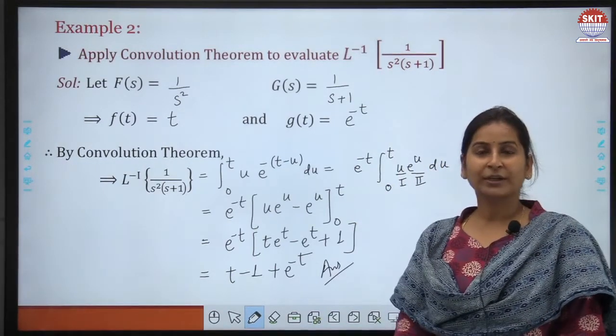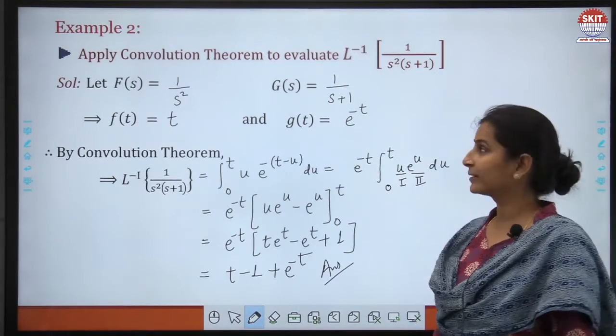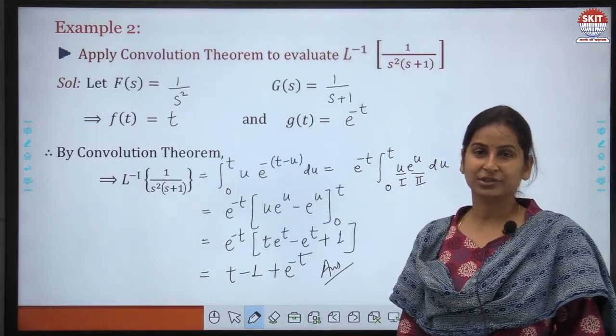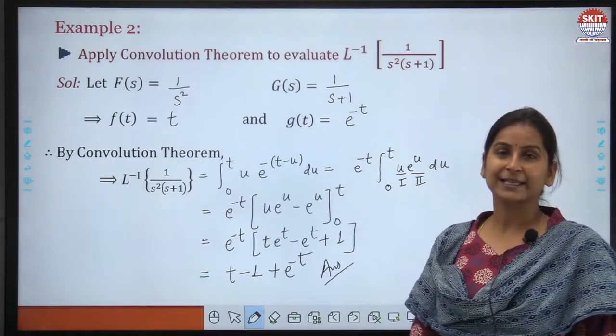This question does not contain the term s square plus a square, so this can be done by other methods also. For this question, you can apply the method of partial fractions as well, and again you can apply the method for division by s also.